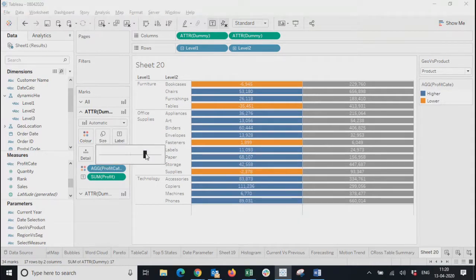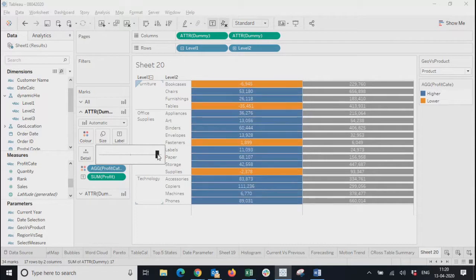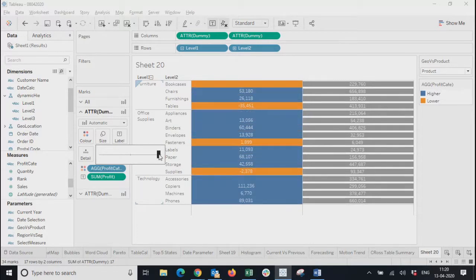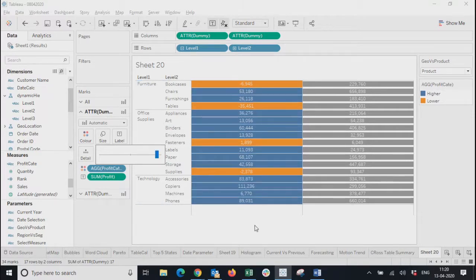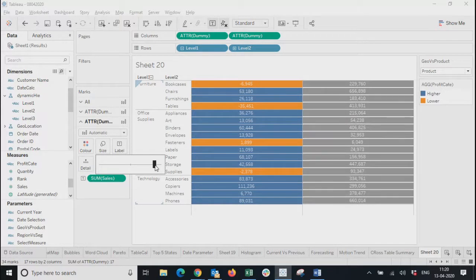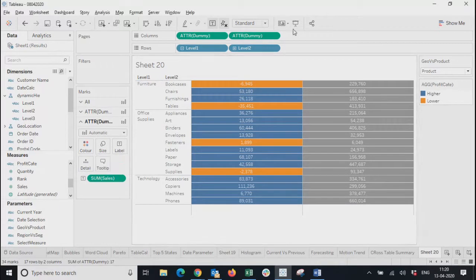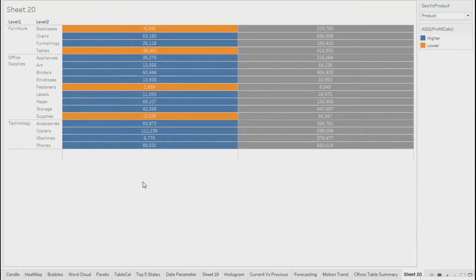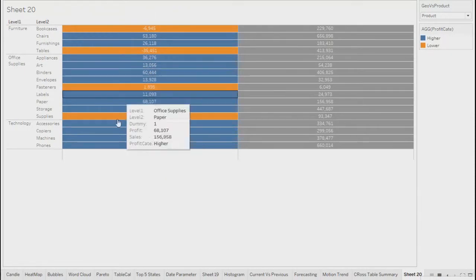You can move it a little bit. Here we go. For this also I'll increase the size. So far I have applied color condition on profit, not on sales.